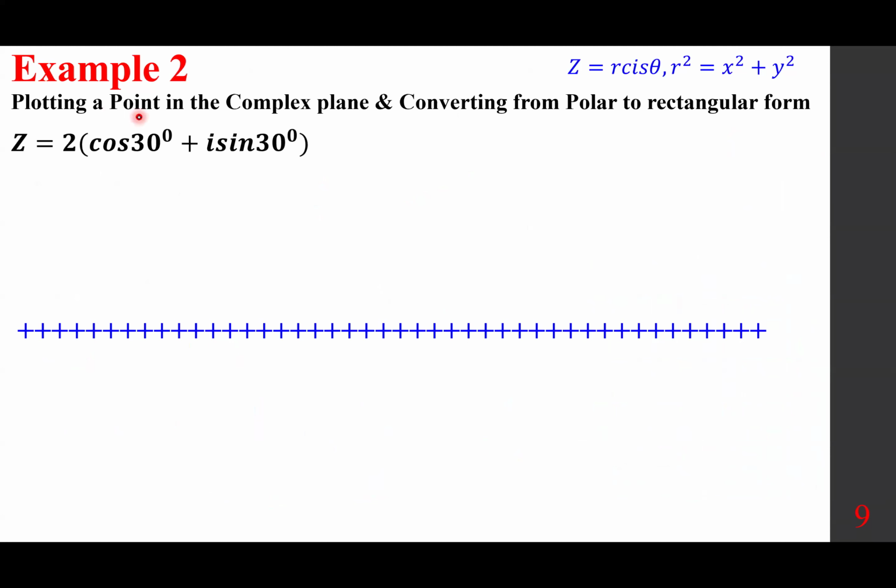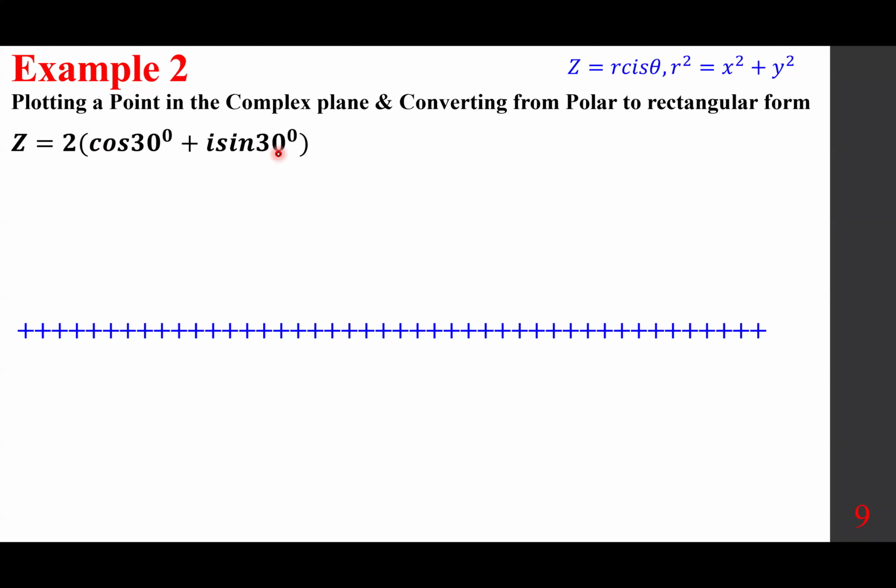Plotting a point in the complex plane and converting from polar to rectangular. We want to go back and forth. So z is 2 cosine of 30 plus I sine of 30. It's very simple. Just replace the cosine of 30 with square root of 3 over 2 and sine with 1/2.